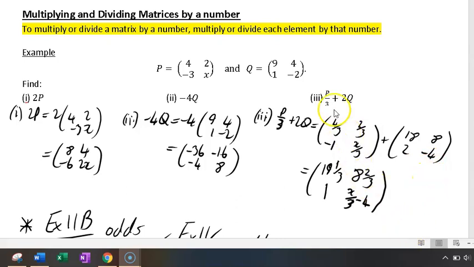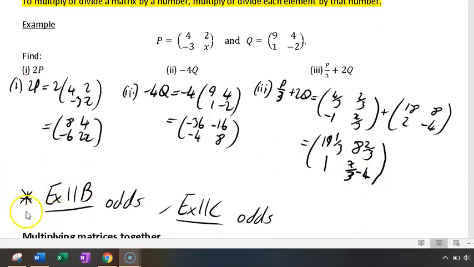Group those together. 4 over 3 is 1 1/3 plus 18 is 19 1/3. 2/3 plus 8 is 8 2/3. Minus 1 plus 2 is 1. And x over 3 plus minus 4 is x over 3 minus 4. And there's nothing we can do there. You're now ready to do exercise 11B odds and exercise 11C odds from your matrix worksheet.